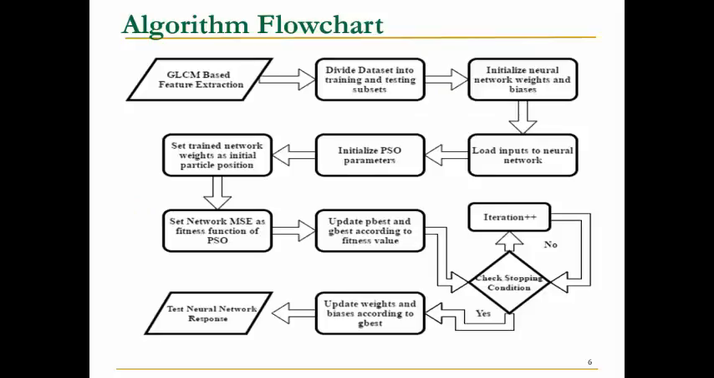Algorithm flowchart. The figure shows the flowchart of the proposed technique. The technique uses 4 distinct GLCM features that are energy, contrast, correlation, and homogeneity for a feed-forward neural network. The training algorithm utilized for this purpose is the particle swarm optimization algorithm.